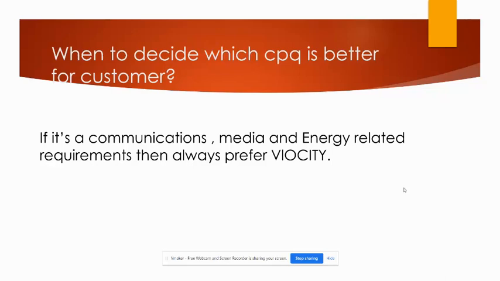Now there is one more question you can ask: which one to choose? If there is a project with a particular requirement, what can you choose? If your project is related to the communication, media, and energy and utilities industries, then the best thing to choose is Velocity CPQ, because it will provide faster, better performance, and it delivers solutions in a much faster way because it already has standard packages for solving everything these industries require.